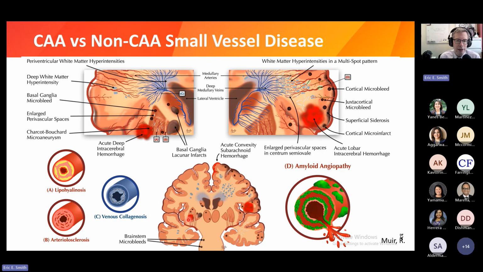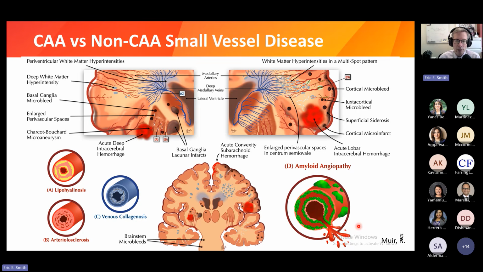And in the non-CAA small vessel disease, it affects diffusely the arteries across the brain, but often the penetrating arteries to the pons and to the basal ganglia are affected the most. So you see hemorrhages and microbleeds and lacunes in that location, as well as subcortical hyperintensities and periventricular hyperintensities. And you see enlarged perivascular spaces, usually in the basal ganglia, more so or in addition to the centrum semiovale.